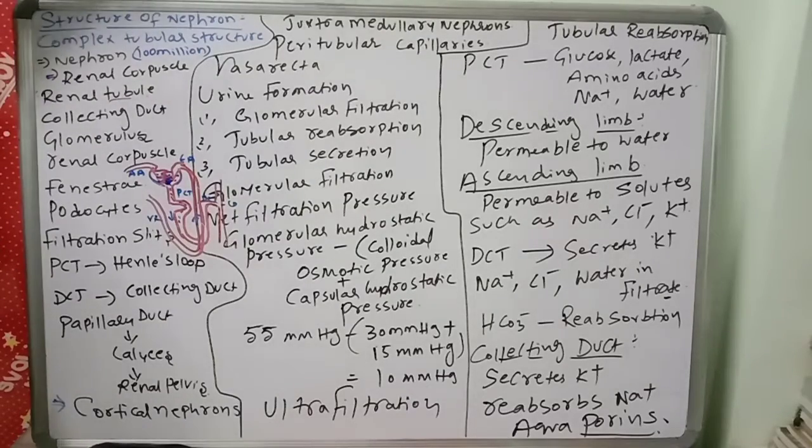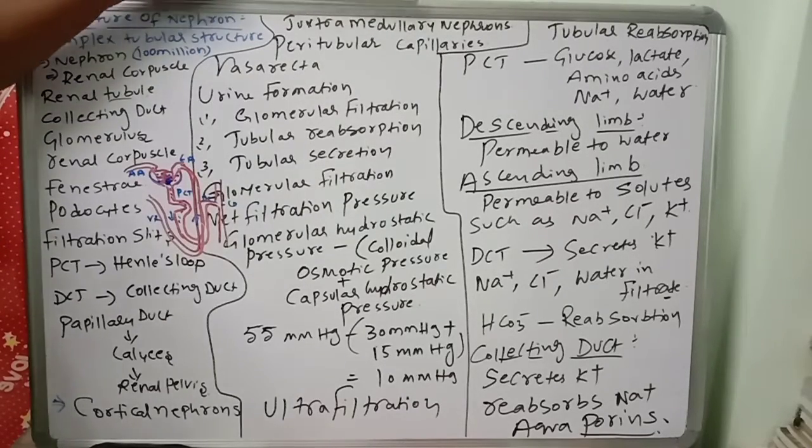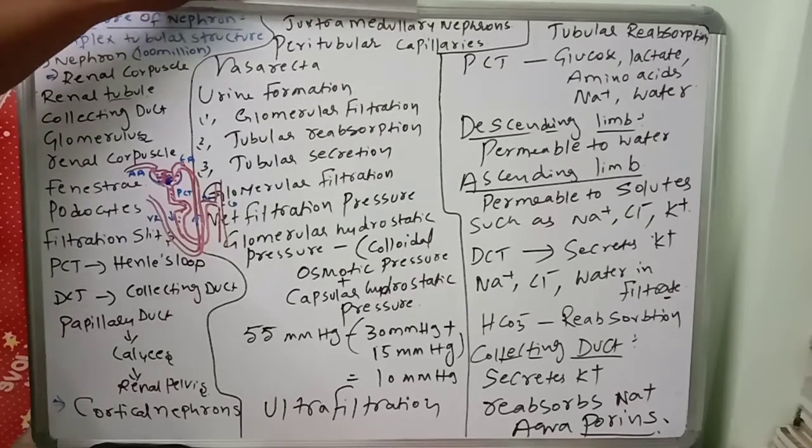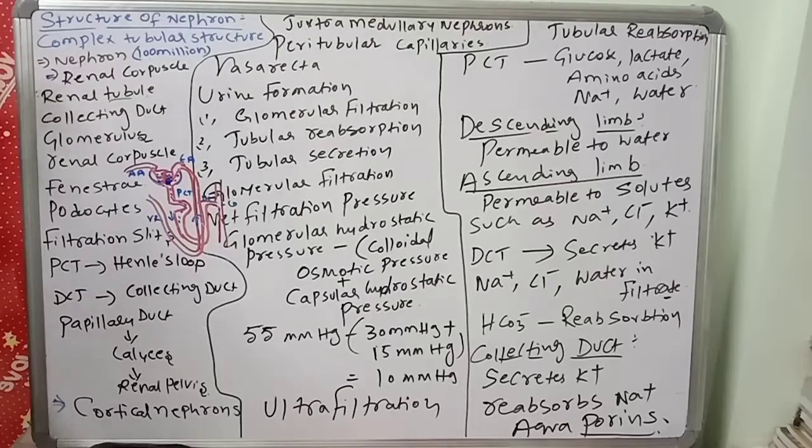If the loop of Henle is prolonged and enlarged and enters deep into the medullary region, those are called juxtamedullary nephrons. Next, the capillary bed of the nephrons.